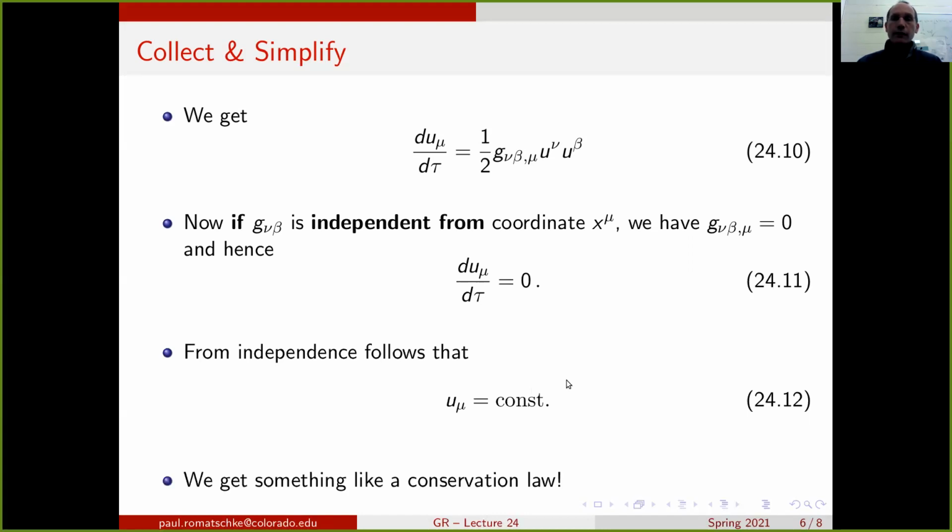So what we find is that if we have independence with respect to one coordinate, we have some sort of symmetry, if you want to, and this symmetry creates a conservation law where a specific quantity, in this case this u_μ, is constant as a function of this coordinate. So there's something like a conservation law, and because of this, we have something that is in many regards similar to the Noether theorem that we derived from Minkowski space.